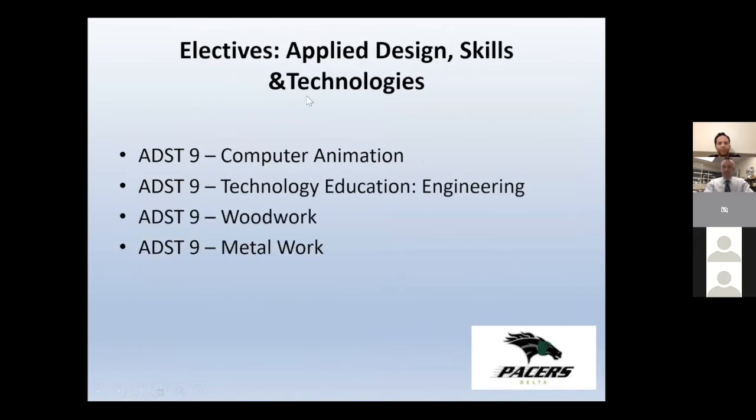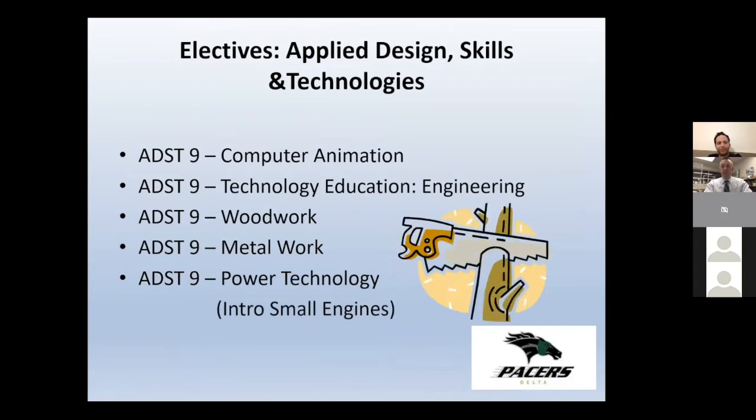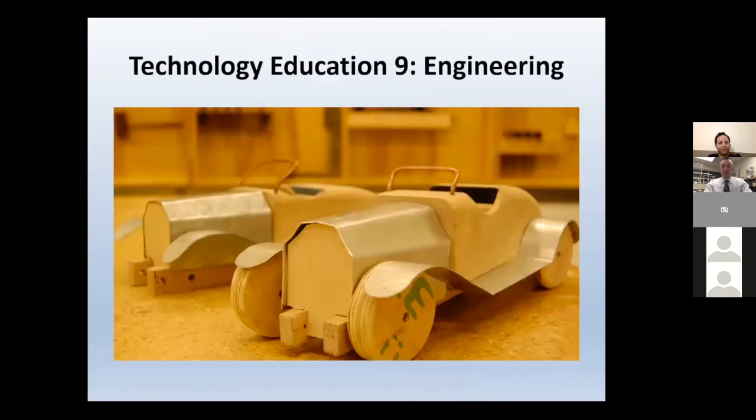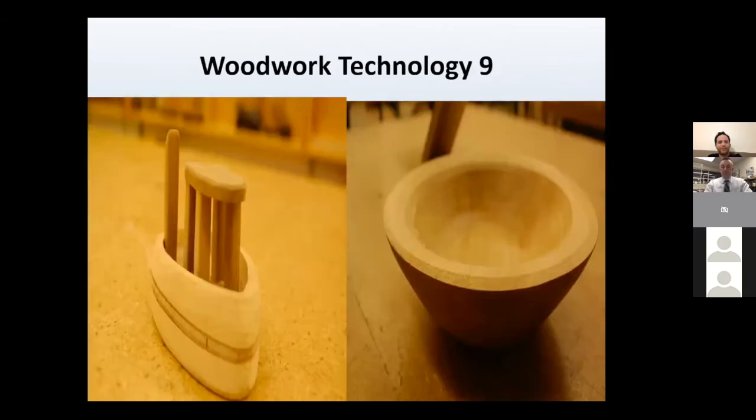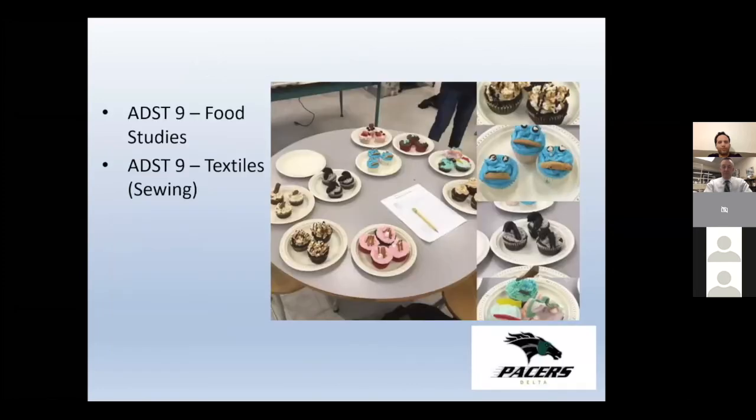So these are some of the other electives that will be offered: computer animation, tech ed, woodwork, metalwork, power technology. That's an introduction to small engines. Again, none of these have prerequisites. Your child is able to take any of these courses. Some of the work students have completed in the past. Other electives include food studies, textiles.